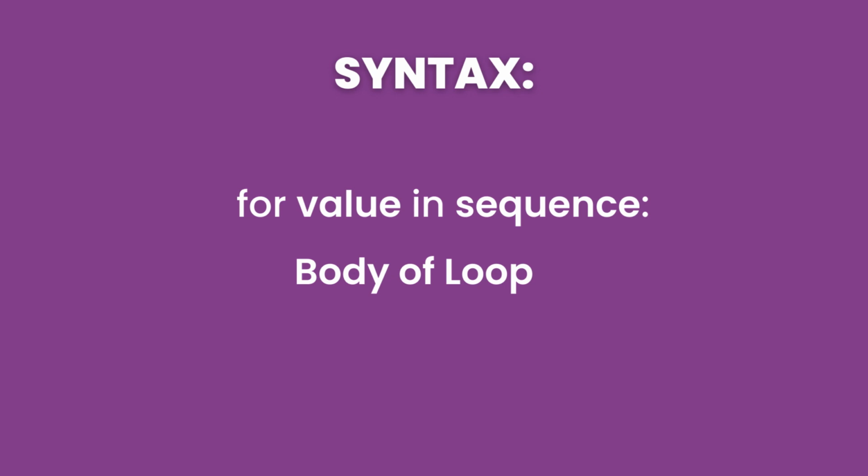In the syntax, the sequence can be a string, a list, or a range. The sequence is the thing that you want to loop through. The value is just the current number, character, or thing that is being looped through. The value is a variable of your choice. In the body, you write the command that you want to be carried out for the value.